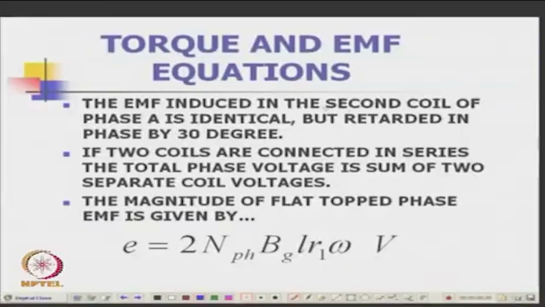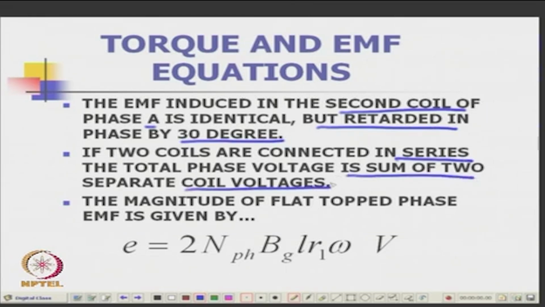Right. So, the EMF induced in the second coil of A is identical, but shifted by 30 degrees. The 2 coils are connected in series, so the total phase voltage is the sum of the 2 separate coil voltages. So, E will be twice that, because you can add them up. So, we know the voltage induced in the coil.